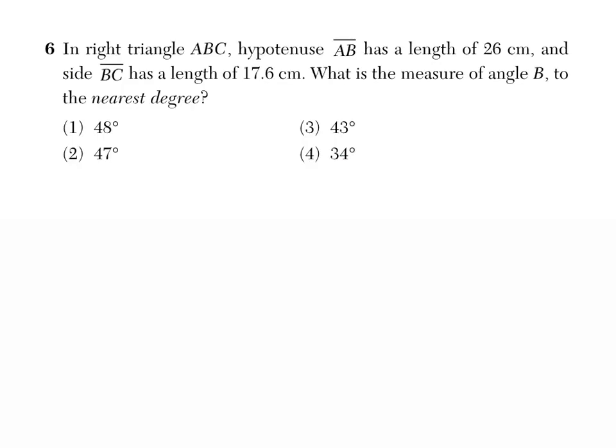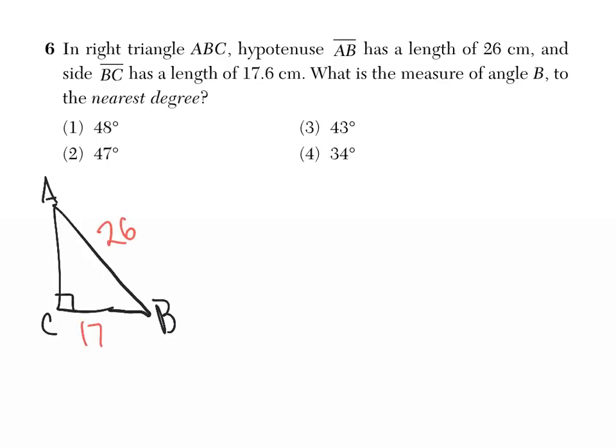Question number 6 says, in right triangle ABC, so I'm going to sketch this out right now. We've got ABC. It says AB has a length of 26 centimeters. Okay. And that, of course, is the hypotenuse. And BC has a length of 17.6 centimeters. What is the measure of angle B?